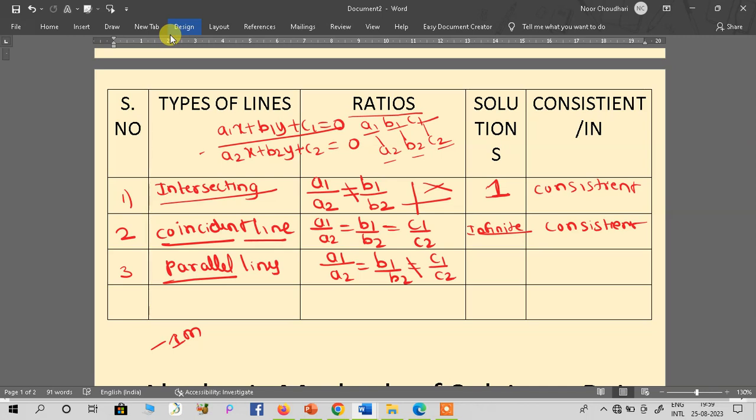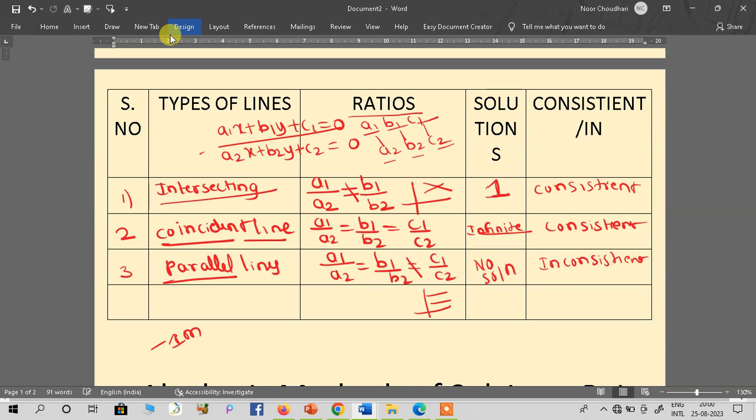So first of all, very important is that you have to remember these ratios. Parallel lines look like this type. So it can't give values, so it has no solution. Parallel lines have no solution. So means what? It is inconsistent.